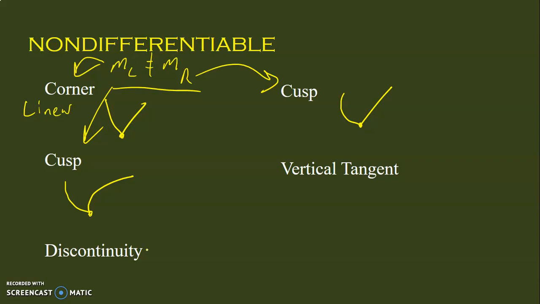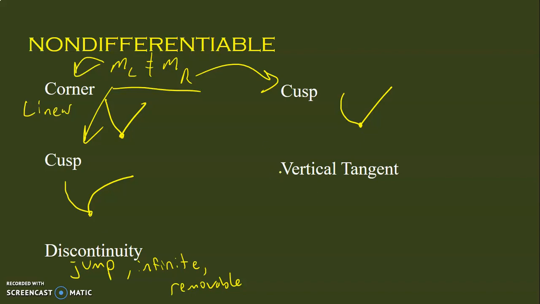Any discontinuity is going to make it not differentiable because one of the rules for differentiability is it has to be continuous. So if it's not continuous, automatically it's not differentiable. So you're looking at jump discontinuities, you're looking at infinite discontinuities, and you're looking at removable discontinuities. Any of those discontinuities means it's not going to be differentiable.